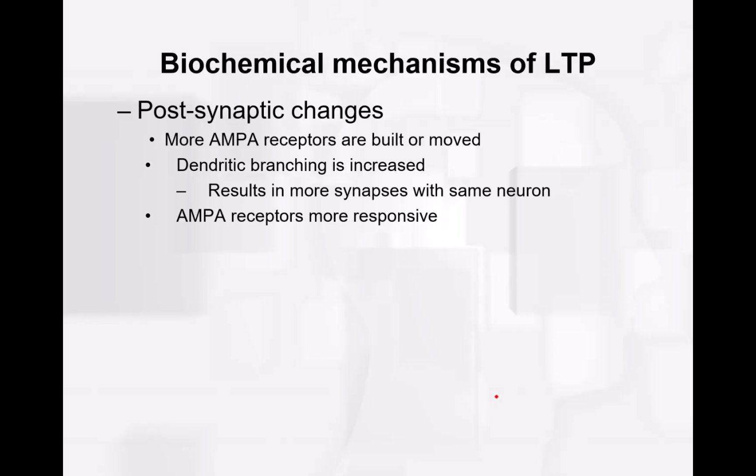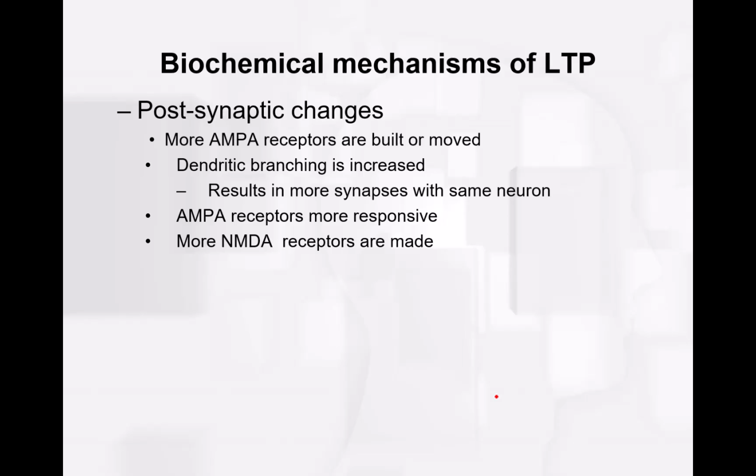AMPA receptors also become more responsive. This has to do something with phosphorylation, I believe. And we also said there were genes that were activated, proteins that were made. This is also going to include more NMDA receptors being made and inserted into that postsynaptic membrane.